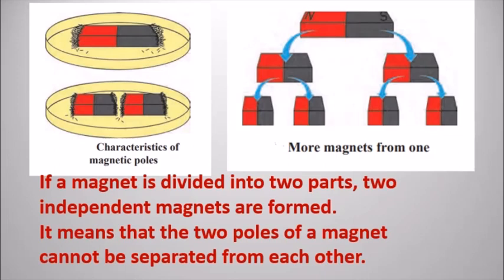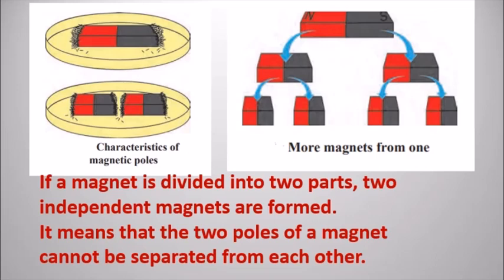For our next characteristic, we have taken a bar magnet and divided it in half. If you divide the bar magnet in half, the north and south poles do not get separated. The north and south pole of a magnet can never be separated, even if you cut a magnet into the tiniest piece.